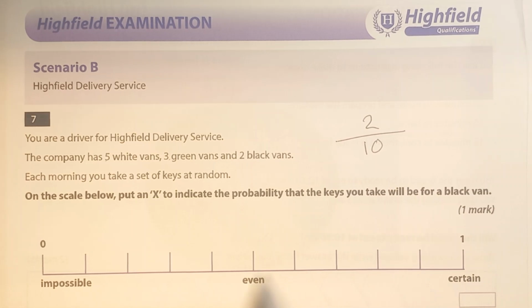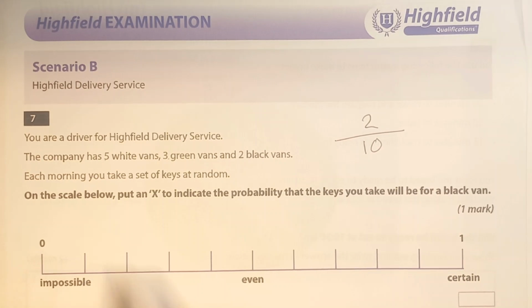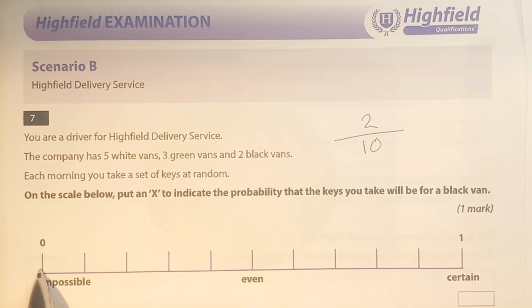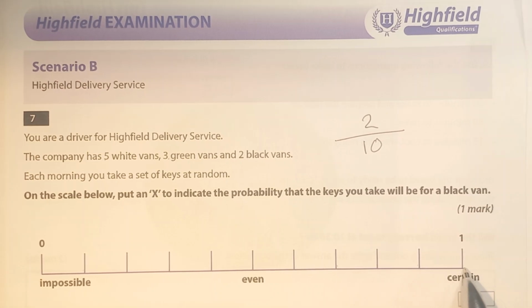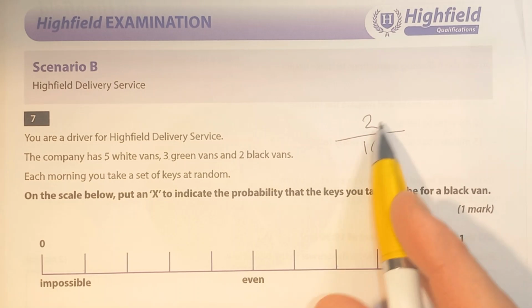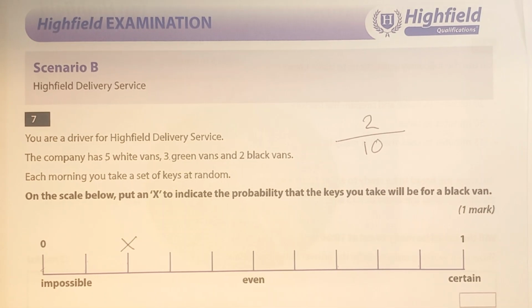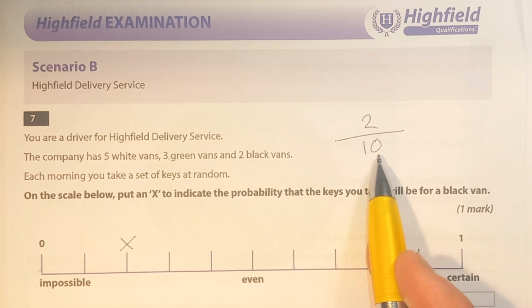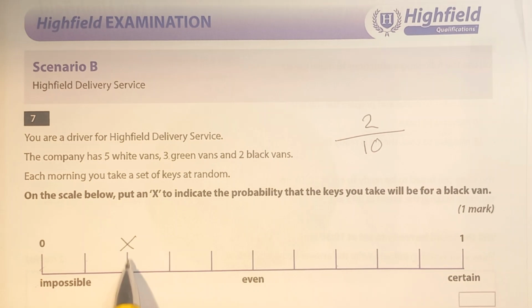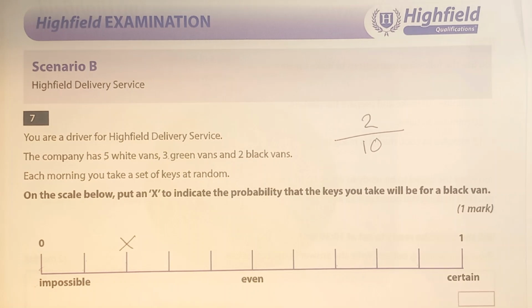Well, we've then got this line. All probabilities go from 0 for impossible up to 1 certain. And they split it into 1, 2, 3, 4, 5, 6, 7, 8, 9, 10 sections, which is great. We want 2/10, so we're just going to go 1, 2, and put them up there. So we know it's not certain. We know it's not impossible. For it to be even, we'd need 5/10 or a half. It's less than that, so it's in the right section. And also say we've got 10 parts here. We want 2 of them.